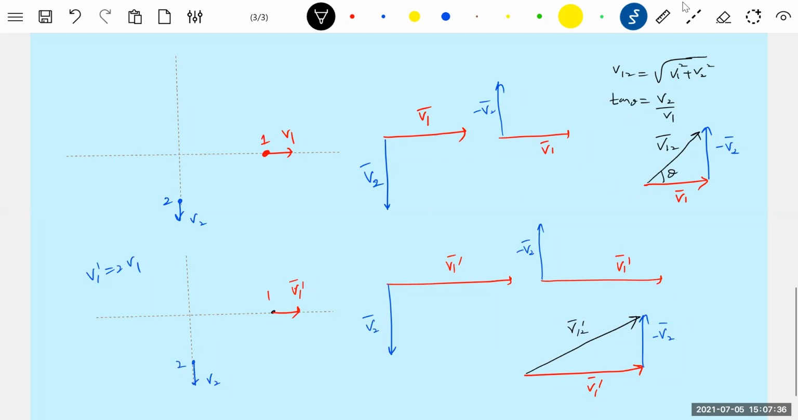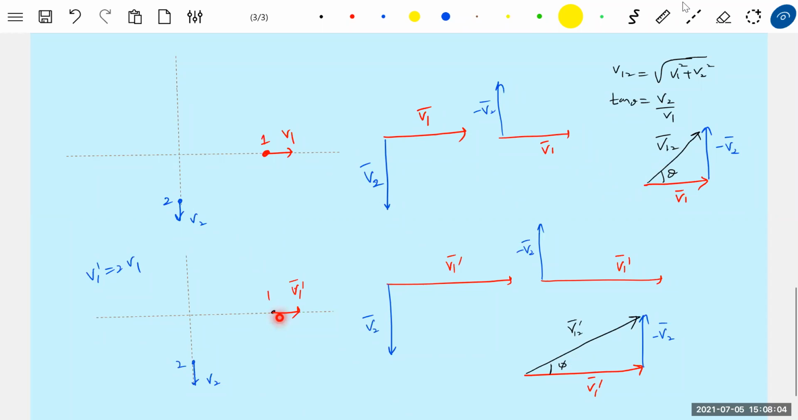V12 dash, I'll write it, or some prime or some symbol. This angle has to change, no? It's quite simple. Forget about all this. You know, the triangle you have drawn in high school. If you increase the length of this triangle, something will happen to this diagonal, the hypotenuse. Its direction should change and also its length should change. That's all. So if we double the speed, then what will happen to him?